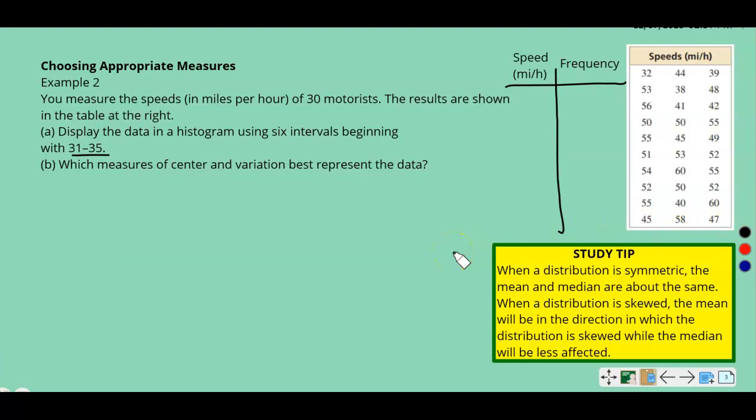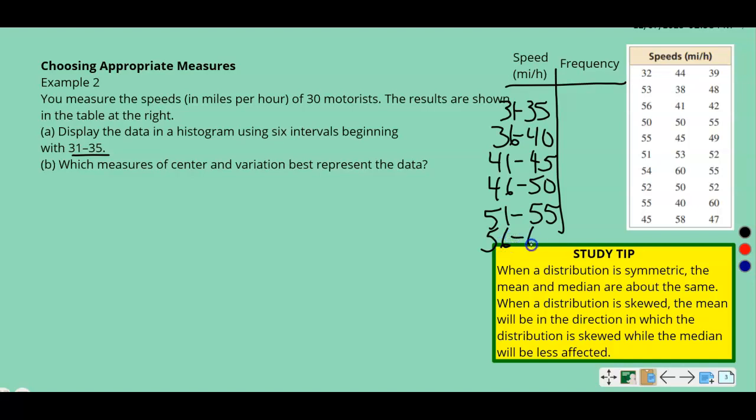All right, so we can go ahead and list our intervals. We know this is going to be our x-axis, and our intervals are going to start with 31 to 35, 36 to 40, 41 to 45, 46 to 50, 51 to 55, and 56 to 60.